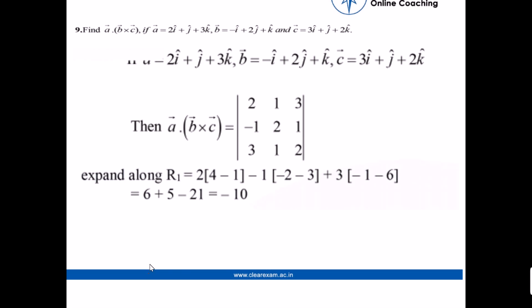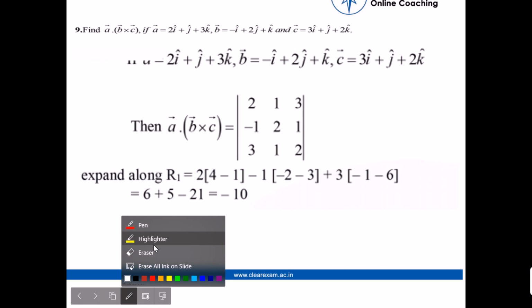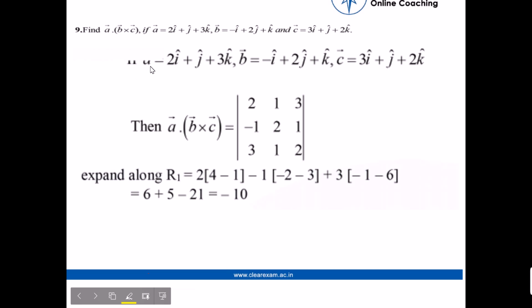So the answer is simple. If a vector is given as 2i plus j plus 3k, b vector is given as minus i plus 2j plus k, and c vector is equal to 3i plus j plus 2k, we can write a dot b cross c as the matrix of the given three vectors' components. The first row will be 2, 1 and 3, the second will be minus 1, 2 and 1, and the third will be 3, 1 and 2.